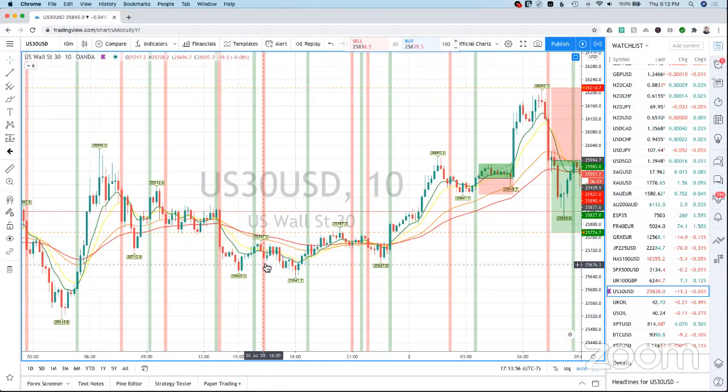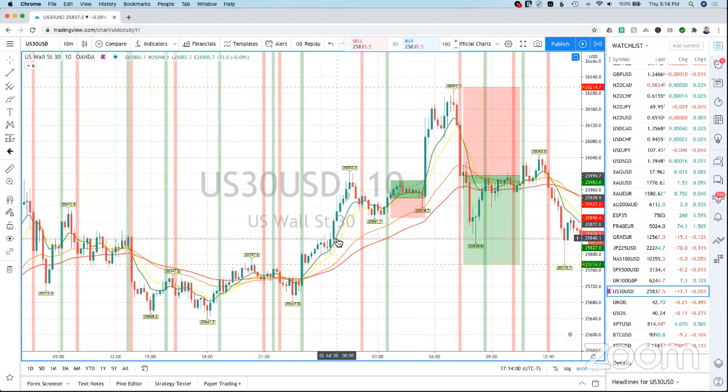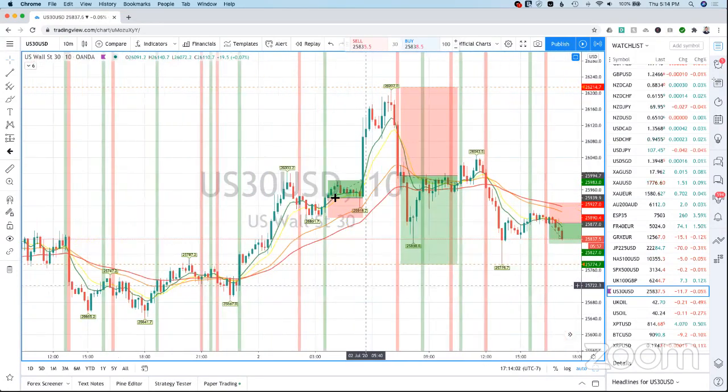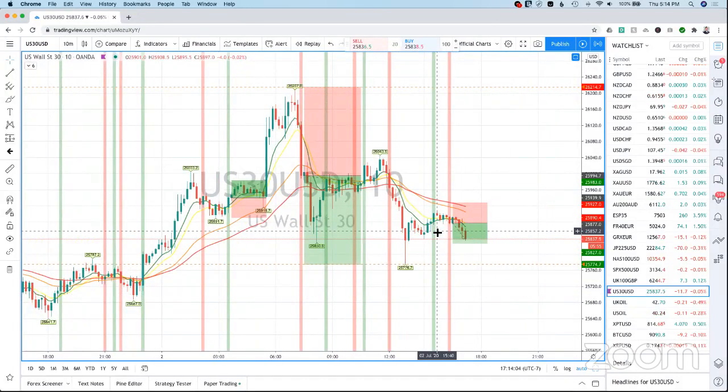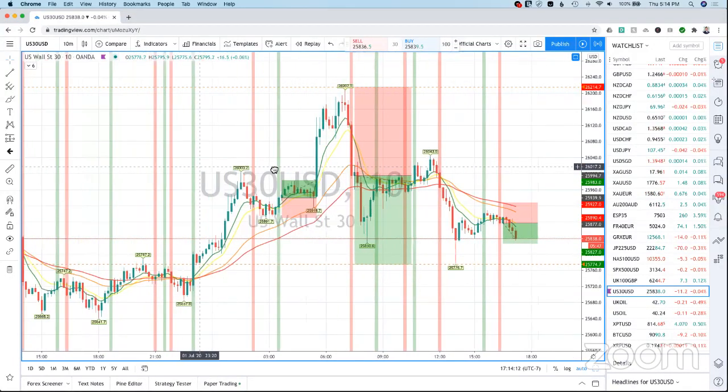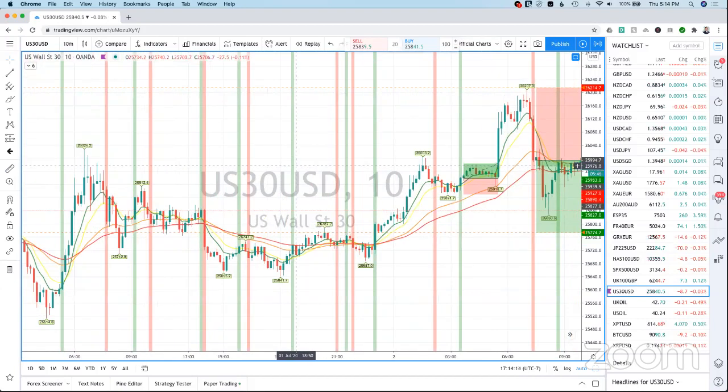Like right here, we had this entry during Asia session that I just showed you guys. We had this entry right here for London session, US session, again for Asia session. There's really no specific time where you could limit yourself because it moves throughout the day. Indices move a lot differently compared to Forex pairs.